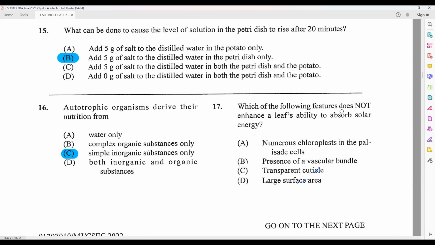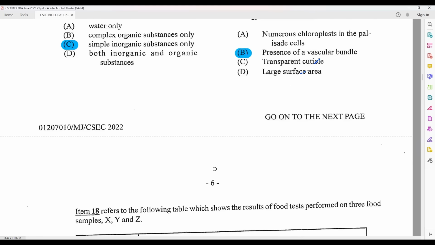17, which of the following features does not enhance a leaf's ability to absorb solar energy? We are looking for what does not. The presence of the vascular bundle, the presence of the xylem and phloem, is not enhancing the leaf's ability. So B is the answer.